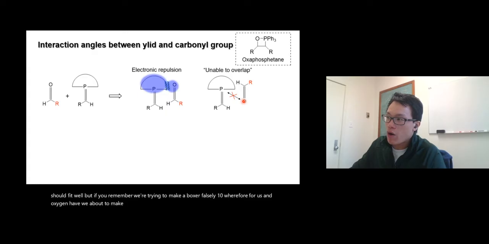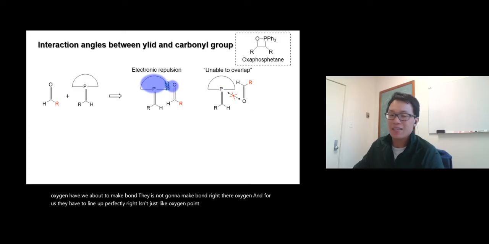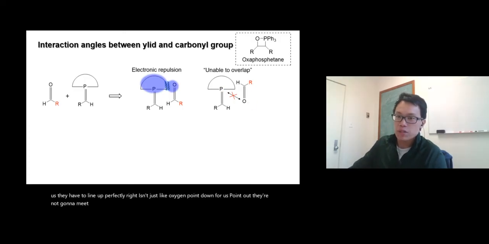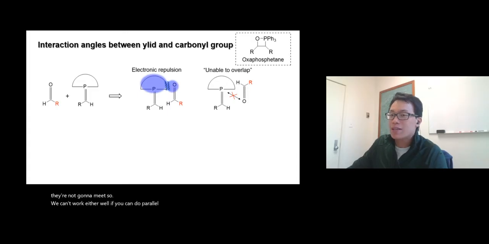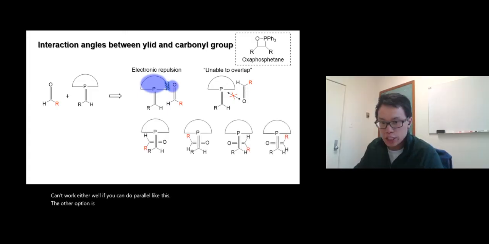This is not going to make a bond right there. Oxygen and phosphorus have to line up perfectly, right? This isn't just oxygen pointing down and phosphorus pointing up. They're not going to meet, so that can't work either. If you can't do parallel like this, the other option is that they have to be perpendicular. They have to collide perpendicularly.